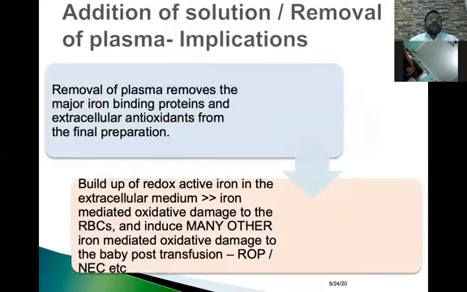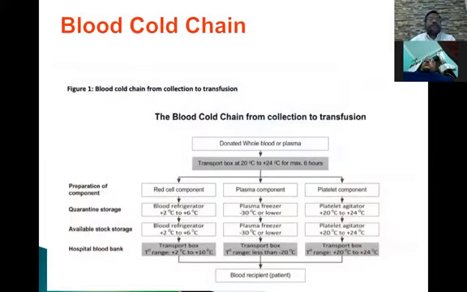The removal of the plasma has implications because it also removes the major iron-binding proteins and extracellular antioxidants from the final preparation. This builds up redox-active iron in the extracellular medium, leading to iron-mediated oxidative damage to the RBCs, which may induce other iron-mediated oxidative damage to the baby post-transfusion. We know of ROP and necrotizing enterocolitis, etc.